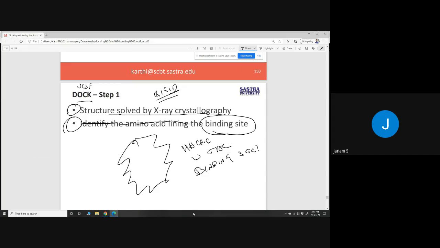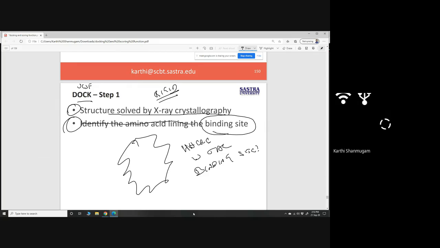Hydrophobic pocket. Yeah, everyone knows hydrophobic pocket. Where is that hydrophobic pocket present? How can I identify where the hydrophobic pocket is present? Is it going to be only one pocket, or is the protein going to have many such pockets?